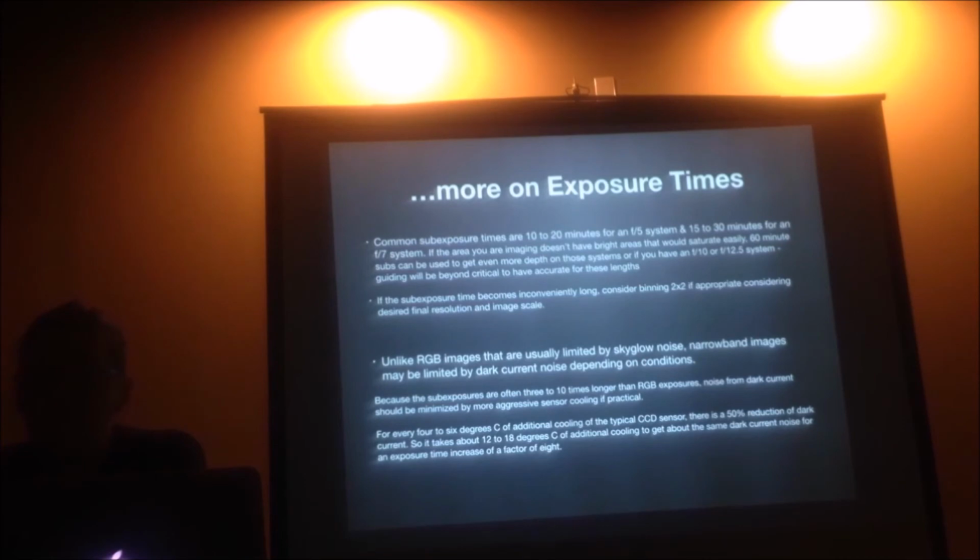Unlike RGB images that are usually limited by sky glow, narrowband images are limited by dark current noise for the most part. Because the exposures are 3 to 10 times longer than RGB, dark current should be minimized as much as possible, so using active cooling and whatnot. Another rule of thumb is that for every 4 to 6 degrees of cooling for the sensor, there's a 50% reduction in dark current. Obviously it depends on the camera and the system you have, but as a general average. So to increase your exposure time by a factor of 8, you're going to want an extra 12 to 18 degrees centigrade of cooling to have the same dark current noise in your system.